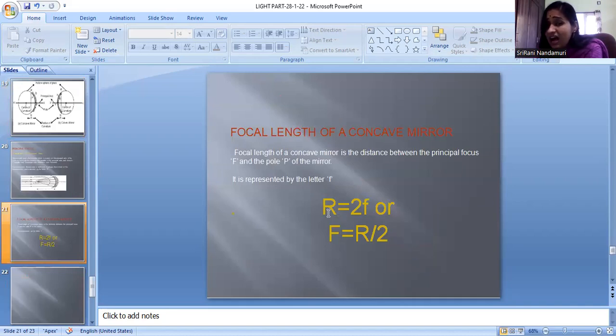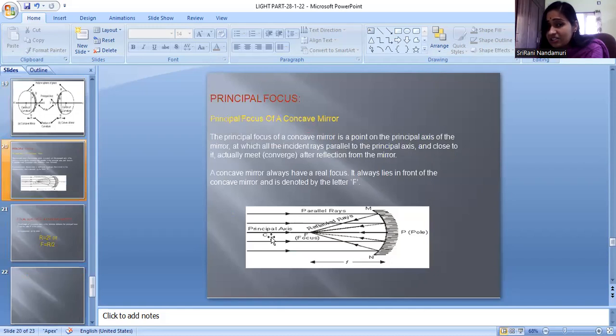So you can observe R is equal to 2f, where R is the radius of curvature and small f is the focal length. R, the radius of curvature, is equal to 2 times the focal length. Why? How did you get that? This is the radius of curvature, from the center of the sphere to the pole. Focal length is up to half of the way.